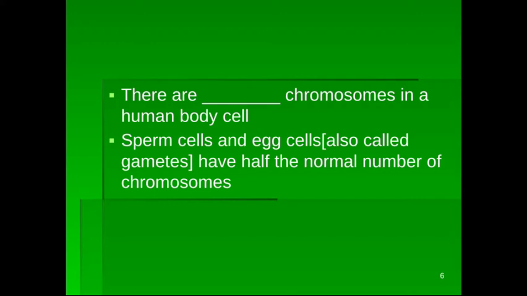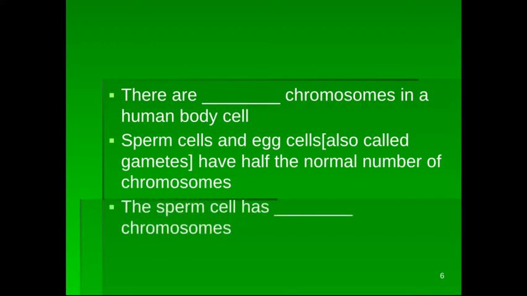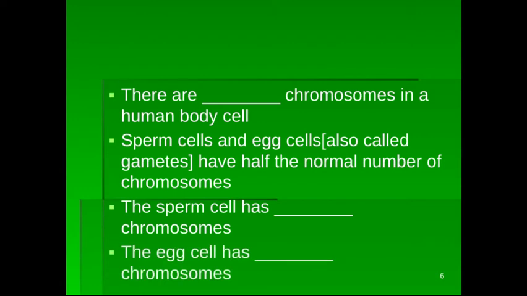That's in our body cells. That's in our liver cells, our skin cells, etc. Now, there's also sperm cells and egg cells, which we call gametes. They have half the normal number of chromosomes. So half of 46 in this case would be 23 chromosomes for the sperm cells. Also, the egg cell also has 23 chromosomes, okay?